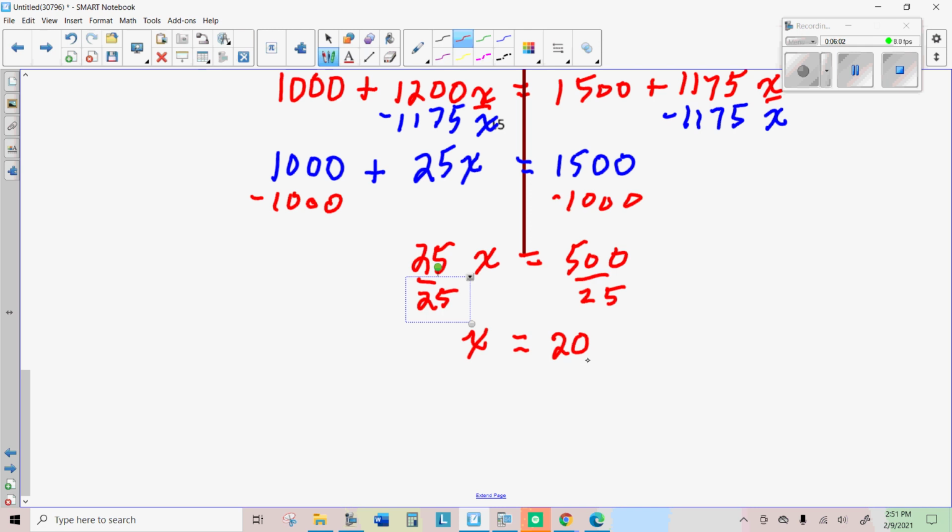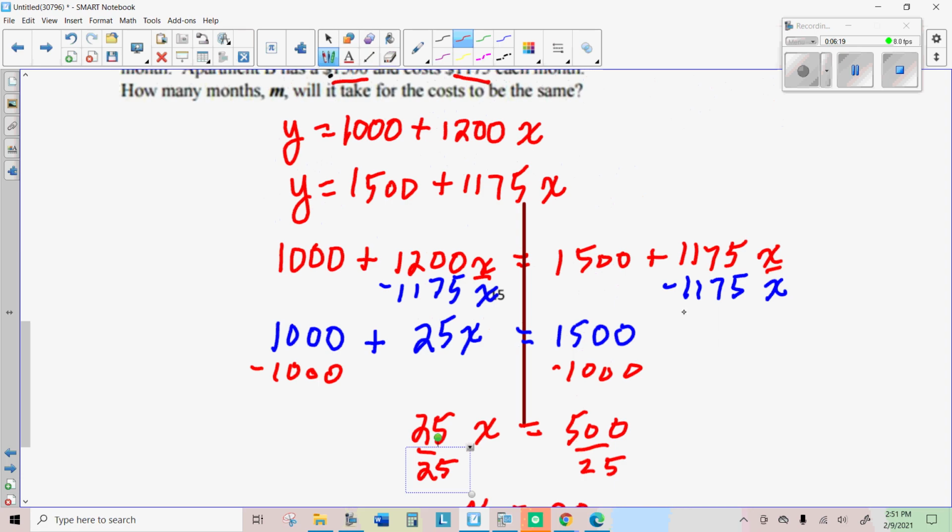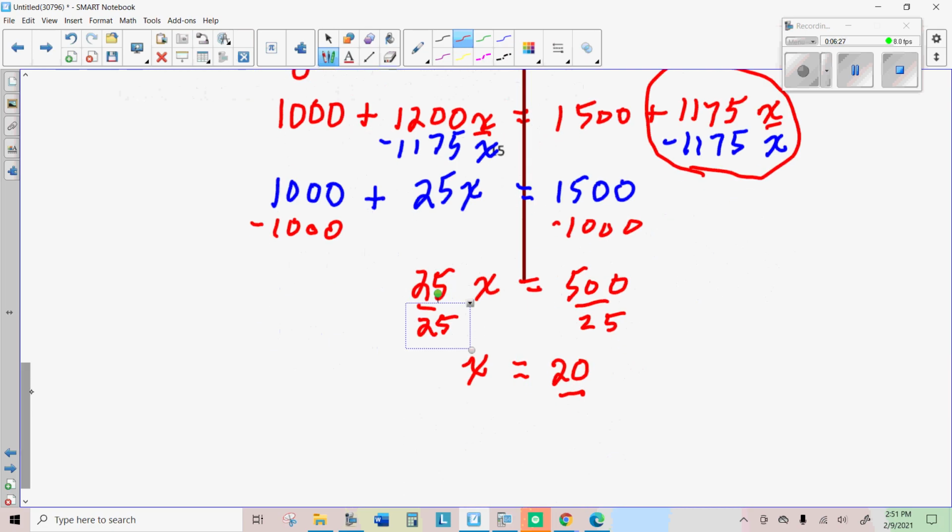If you're going to stay more than 20 months, you want to go with the lower rent, because then you start to make money on the rent. If you're going to stay less than 20 months, you want to go with the lower security deposit. All right. So, the important part of the lesson there was, how do you get rid of the x from one side? And basically, you add or subtract it away. All right. So we're going to try a few problems like that.